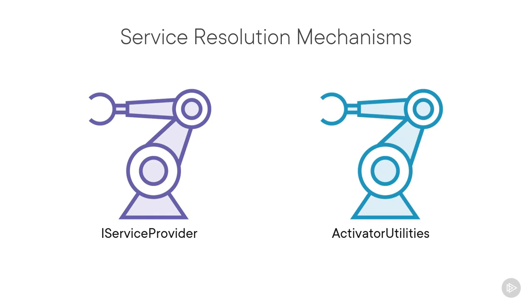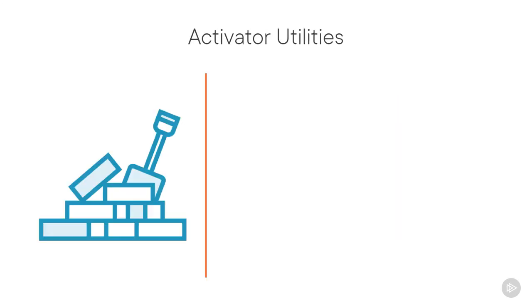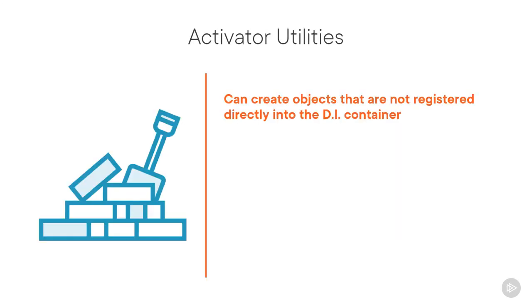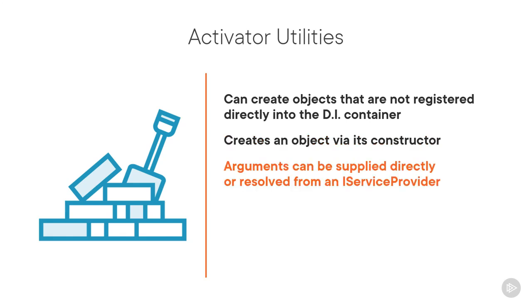The second mechanism of activation is via the static ActivatorUtilities class. ActivatorUtilities is used to create objects that have not been registered into the container via several static methods that it exposes. ActivatorUtilities will attempt to create an instance of an object using its constructor. Arguments for the constructor can be supplied directly, or they may be resolved from an IServiceProvider.